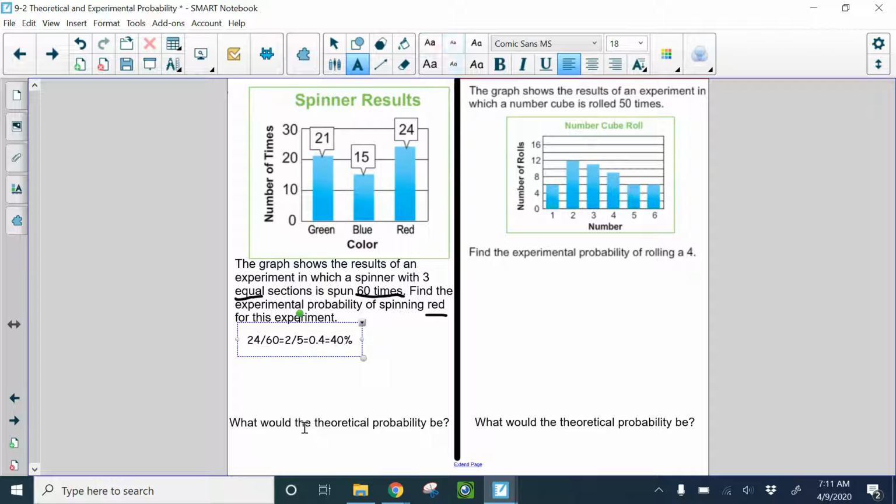Now, if I want to know what the theoretical probability would be, the theoretical probability is what I expected would happen. If I have a green, blue, and red spinner in 3 equal sections, red should have come up 1 out of 3 times. 1 out of 3 is 0.33 rounded, or 33%. So when I look at this, my experimental probability, I'm just going to say EX for experimental probability, was actually bigger than my theoretical probability should have been. So I can say that experimental probability, the 40%, was greater than my theoretical probability of 33%.